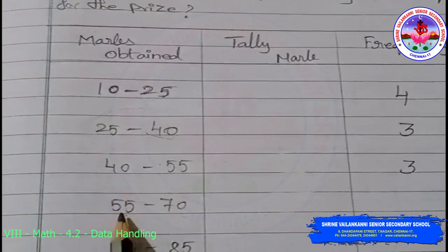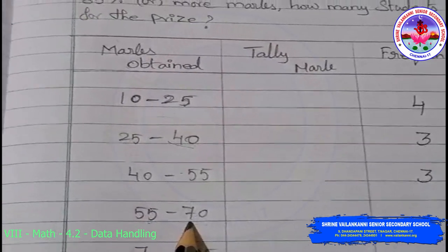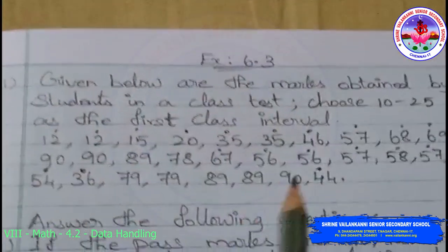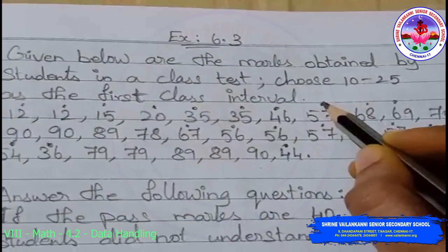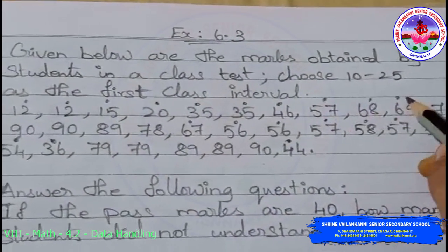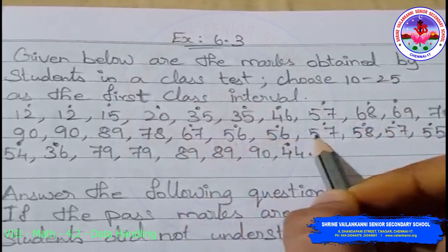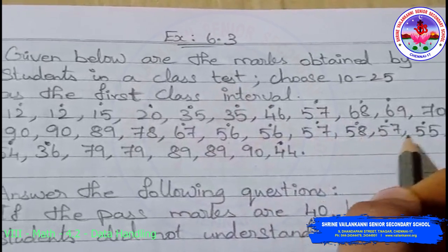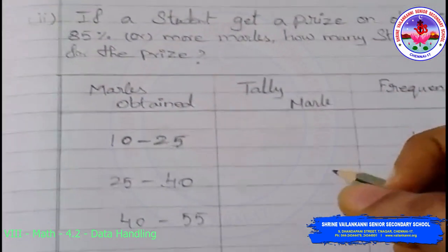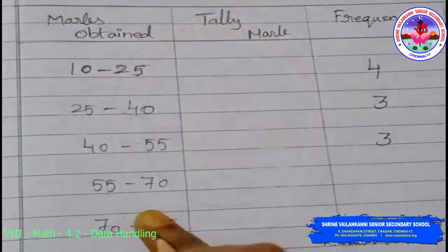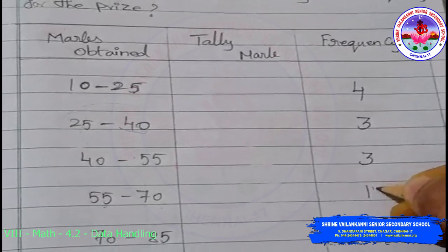Next class interval is 55 to 70. Here the range is 55 to 69. Now check the data, 55 to 69. So 57 is included. 1, 2, 3, 4, 5, 6, 7, 8, 9, 10. The overall data are 10. For the class interval 55 to 70, the frequency is 10.